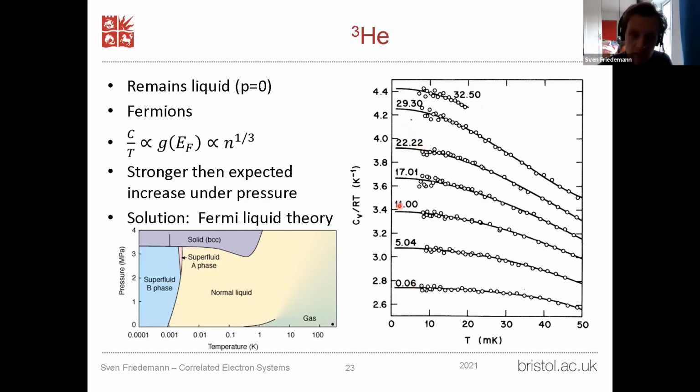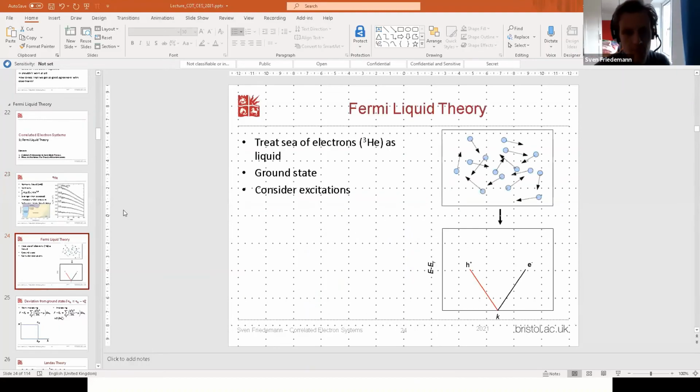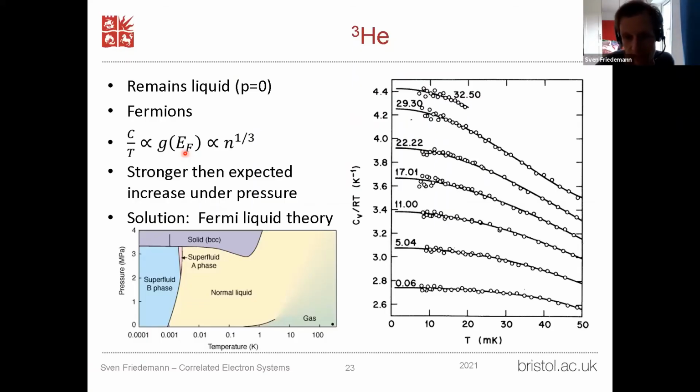So that's what triggered, essentially, a quantitative theory describing fermions in more detail. And helium-3 is good because it's a reasonably simple system. It's essentially atoms which don't interact via charge. They only interact via the Pauli exclusion principle and Fermi-Dirac statistics, essentially. So that makes it a reasonably easy system to consider.